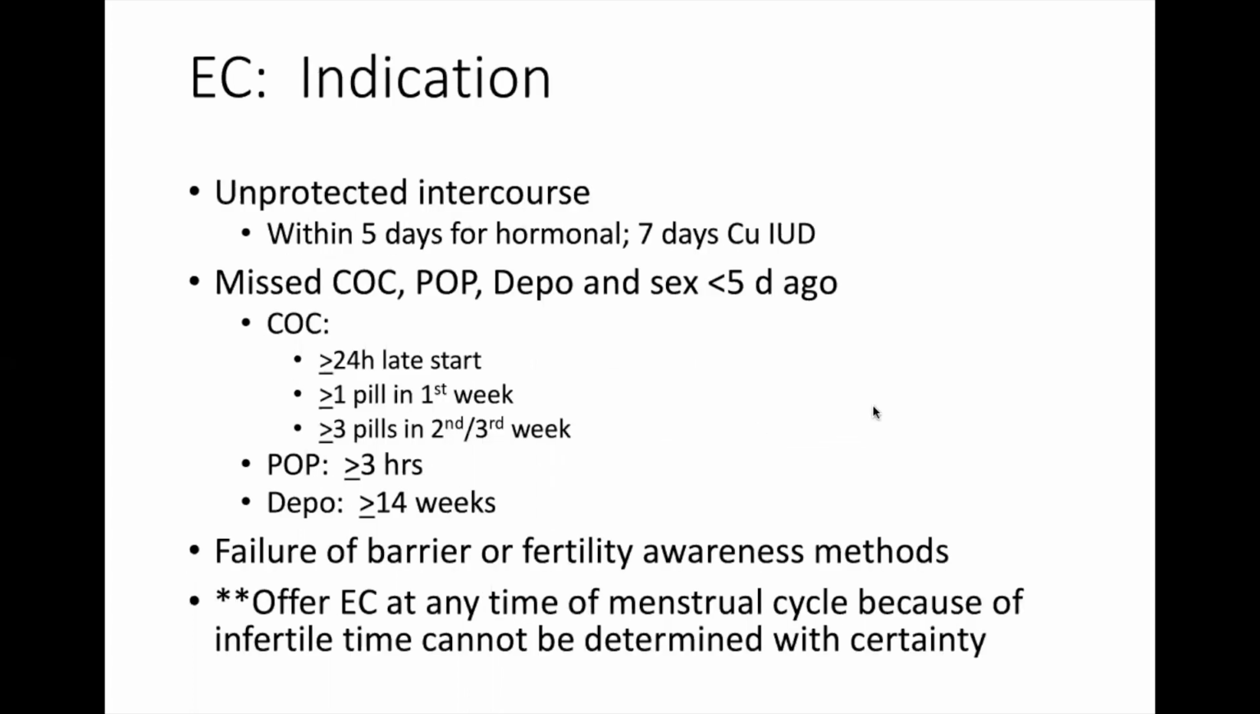Emergency contraception, the indications: of course, unprotected intercourse within 5 days for hormonal and 7 days for copper. We talked about the combined pill, the progesterone-only pill and the depot. For emergency contraception, these are the options, and when to use them.